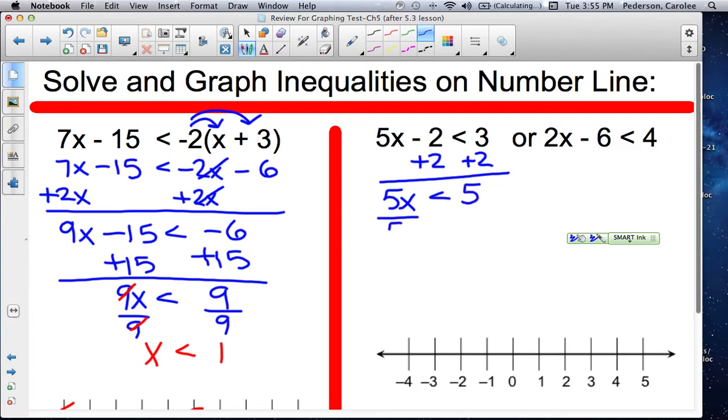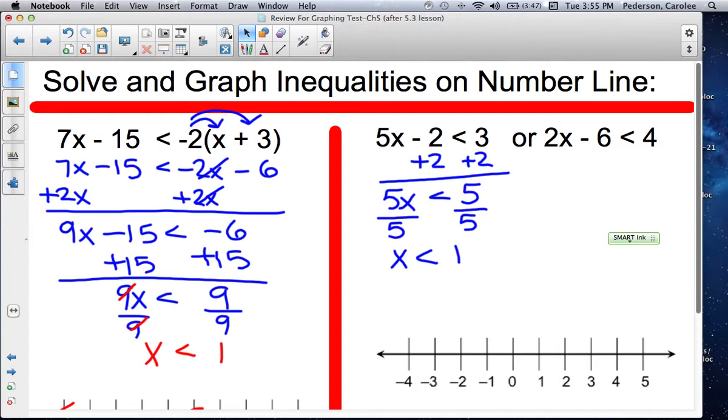Then divide both sides by 5. The 5's will cancel on the left. 5 divided by 5 is 1, so x is less than 1. And we'll come over to the other one.